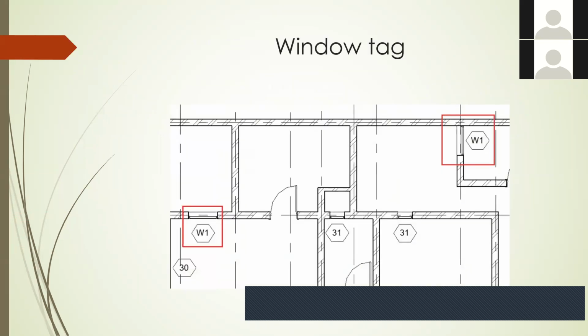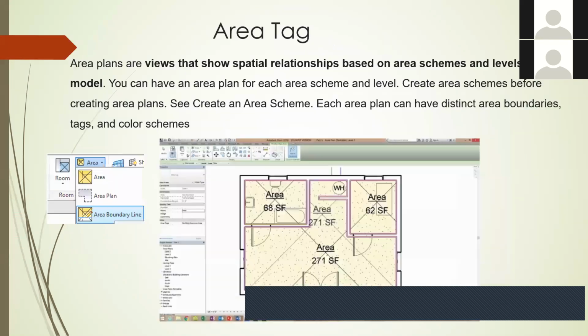Then the same applies to the window tag. You can create your own tag family, but there is a default family available, so you can edit that also. About the area: usually area plans are views that show the spatial relationship based on the area schemes and the levels in your model. You can have an area plan for each and every scheme and level. You can create your own area scheme also. By default, gross area and rentable area are available, and you can provide the area types also.